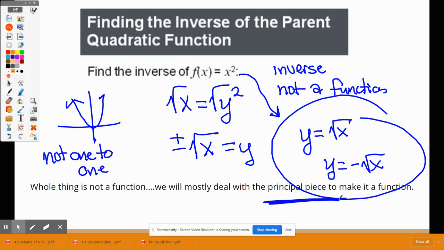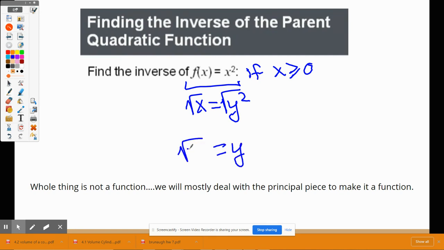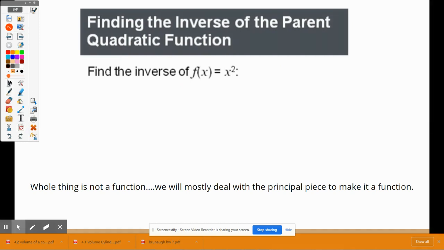So we're going to deal with what we call the principal piece to make it a function. So instead, what we would do is say, find the inverse of this if x is greater than or equal to 0. Then you can switch the x and y and solve for y. And usually where you say, don't forget your plus or minus, you wouldn't say that, because I'm only worried about the positive part. If I said this exact same thing, but x is less than or equal to 0, then my inverse would be the negative part. But we usually, like I said, don't do that, but you could if you wanted to.